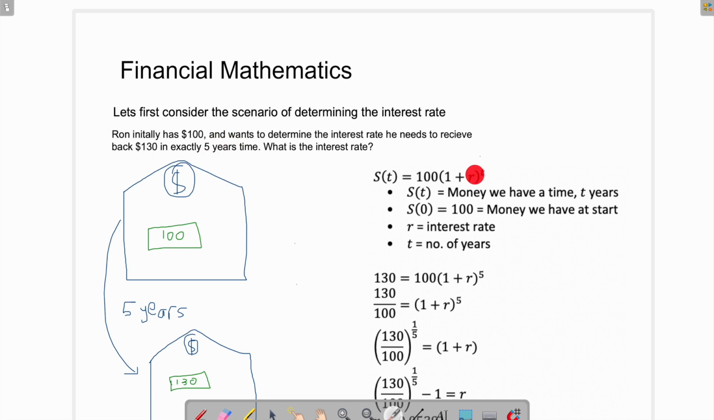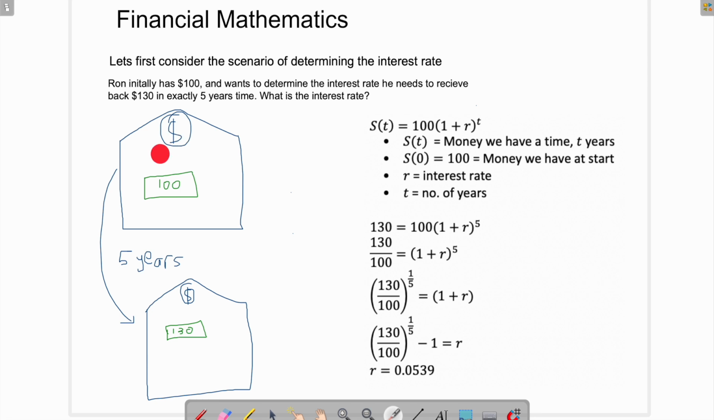If we look at the formula given to us, S(T) equals 100 times (1 plus R) to the power of T. So we know S(T) is the money we have at T years' time. So here S(5) is ours, and that will be 130. S(0) is just equal to the 100, the money we have today. T, as stated here, is 5 years' time. Therefore, the only unknown we have here is our R, our interest rate. This is just a diagram schematic of this: $100 today from the bank, in 5 years he wishes to have 130.